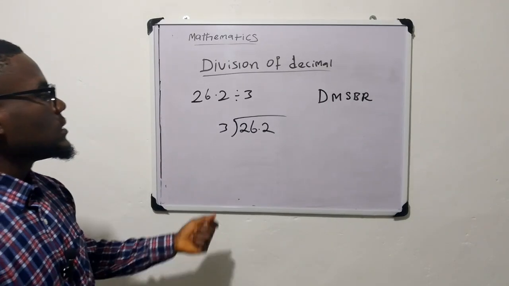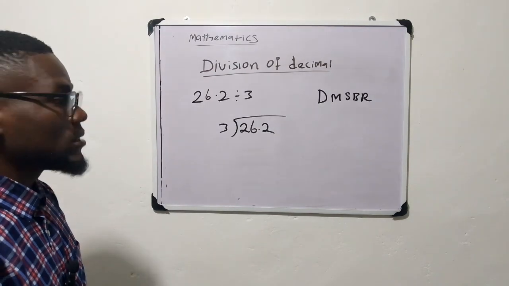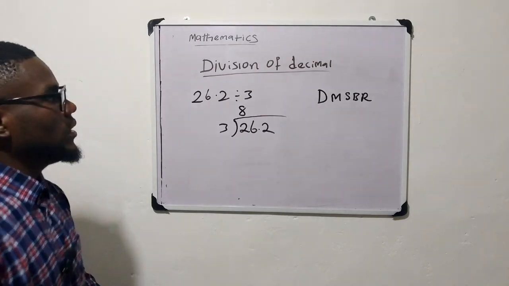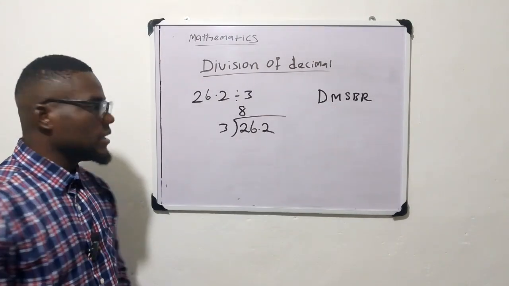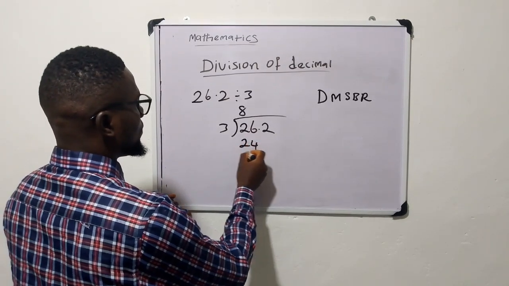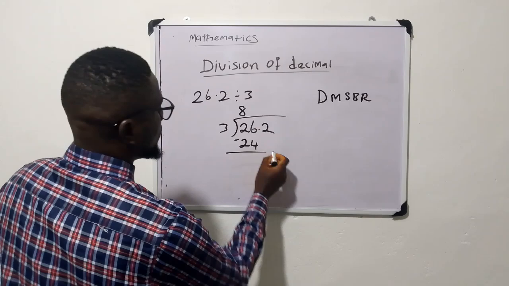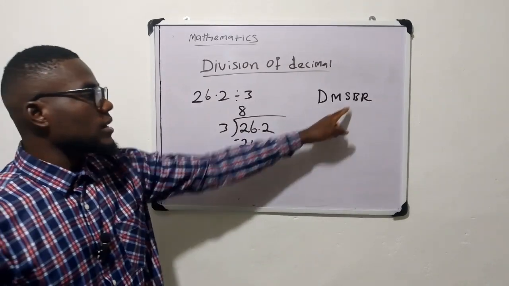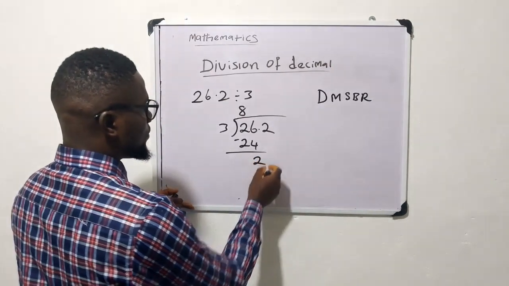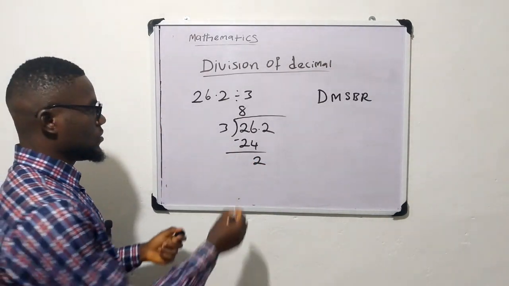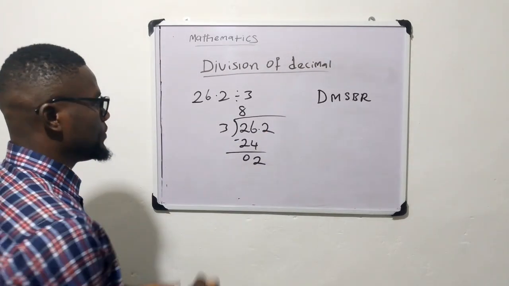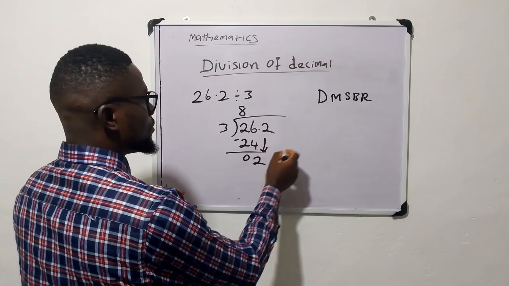Now, we know that 3 multiplied by 8 will give us 24. Okay, we are done with division. Now, we have to multiply. So when we multiply 8 by 3, you have 24 here. Then the next thing you subtract. Now when we subtract 4 from 6, you have 2 left. When we subtract 2 from 2, you have 0 left. Now the next, after subtraction, we bring down 2.